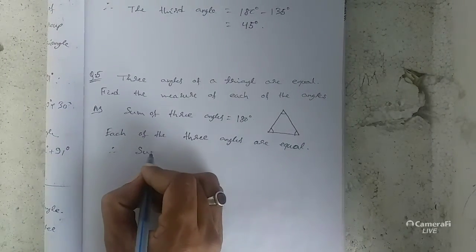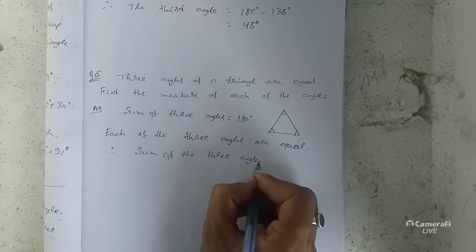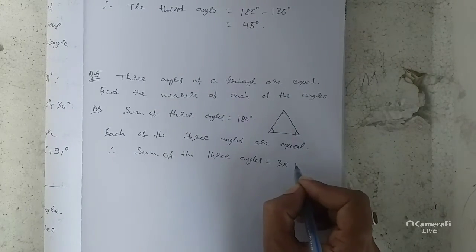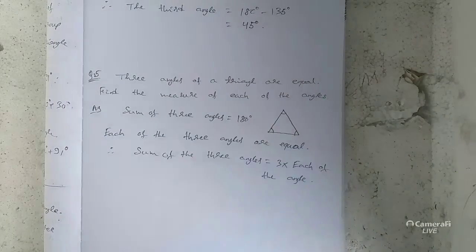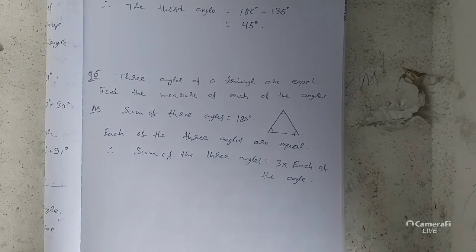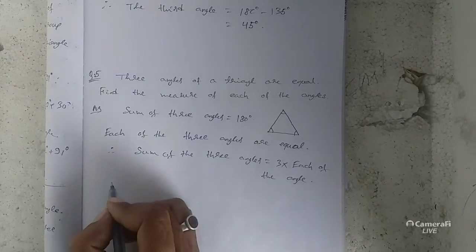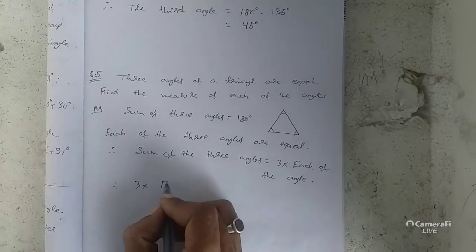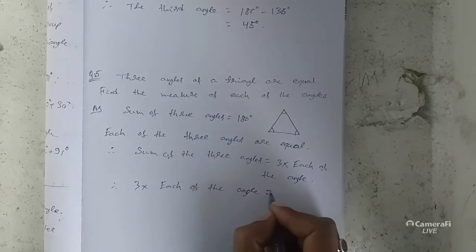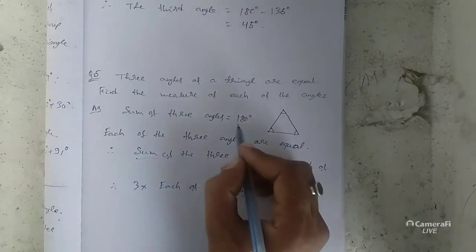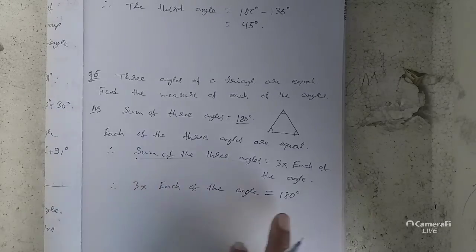Therefore sum of the three angles equal to 3 into each of the angle. Sum of the three angles would be 3 multiplied by any one of the angles. Therefore we are getting 3 into each of the angle equal to 180 degree, because sum of three angles is 180 degree. So each of the angle when multiplied by 3 we get 180 degree.